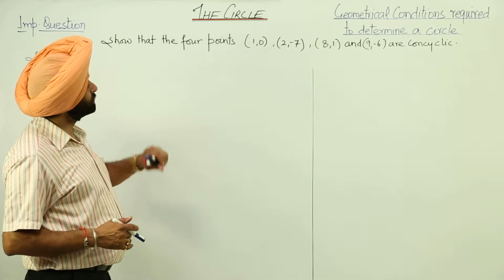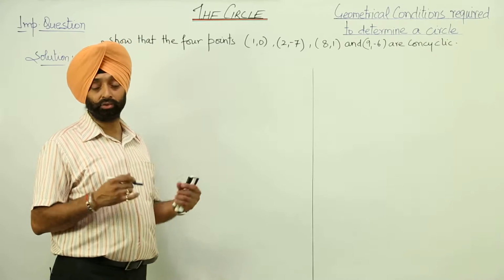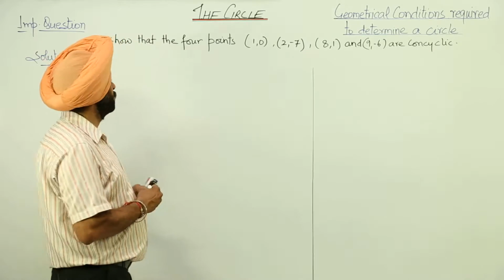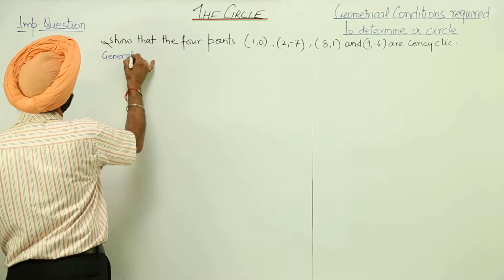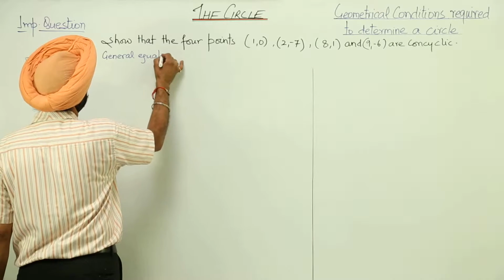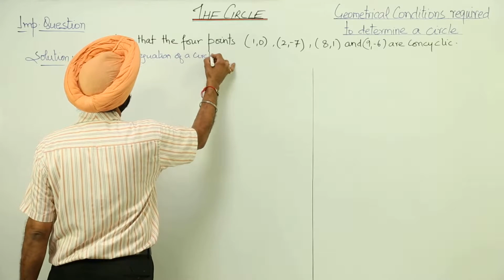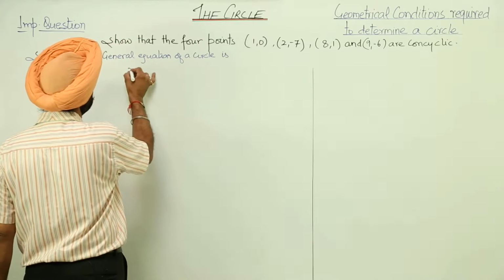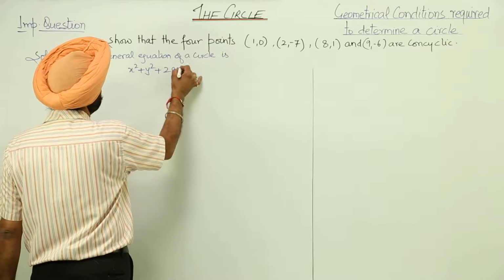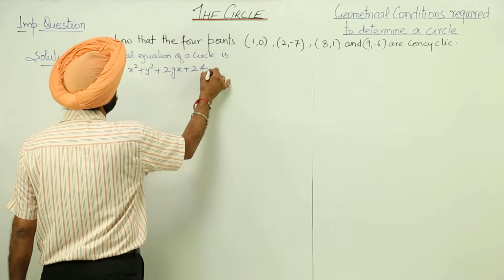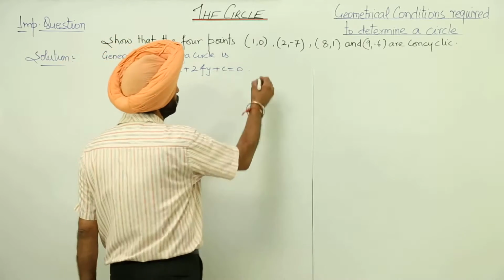Now we have to show that the given 4 points' coordinates are concyclic. Concyclic means they are lying on the circle. The general equation of a circle is x square plus y square plus 2gx plus 2fy plus c is equal to 0. Equation number 1.